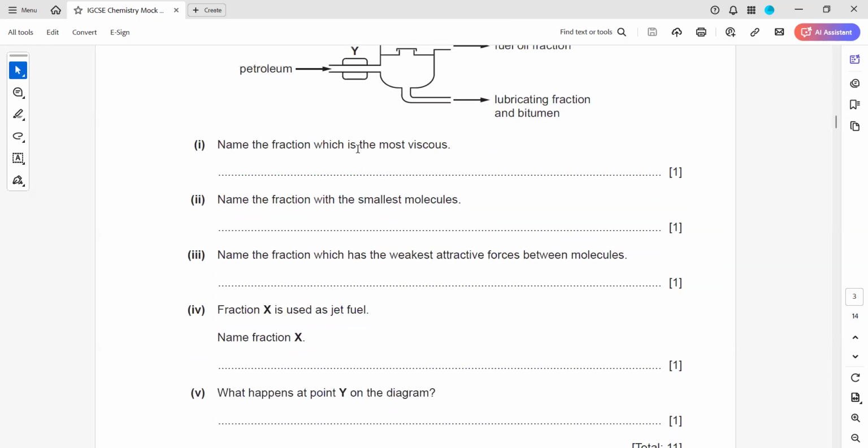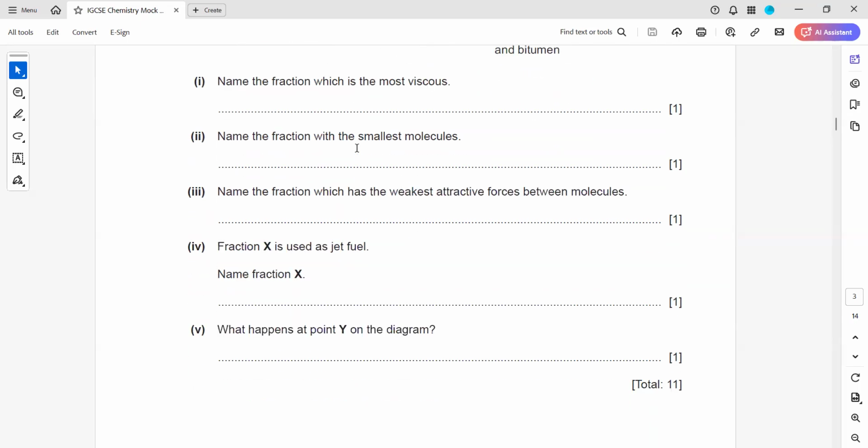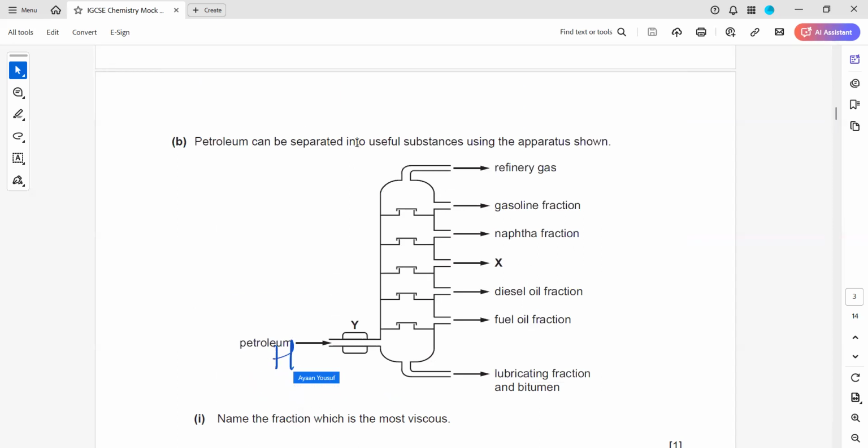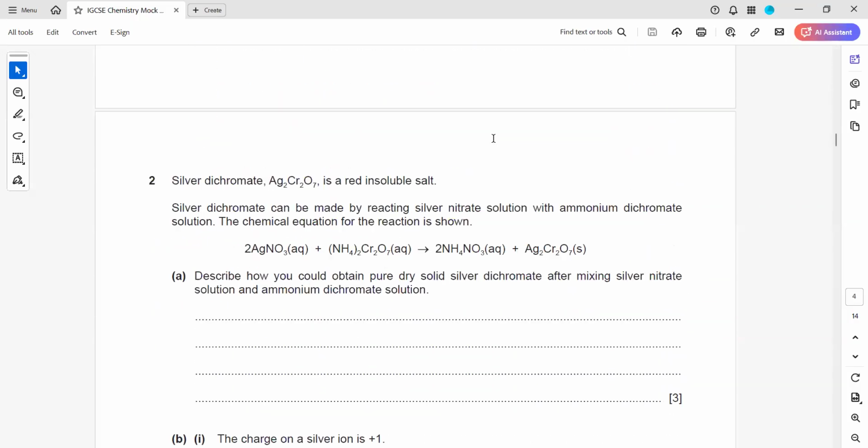Fraction X is used as a jet fuel, so we say kerosene or paraffin. What happened at point Y on the diagram? So at point Y, the petroleum is heated. So we heated the petroleum at point Y.